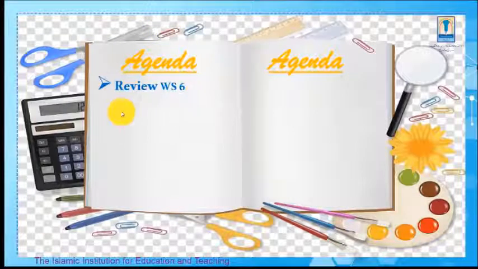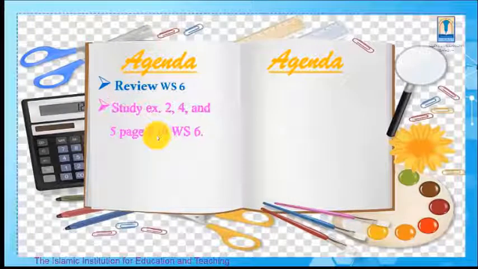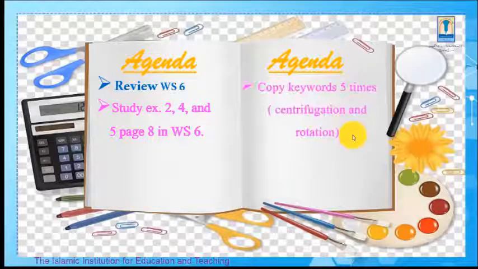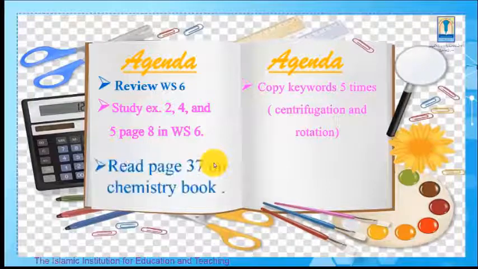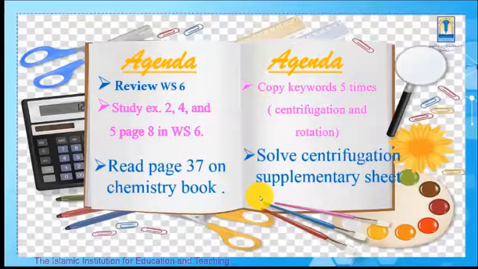Agenda. Review Worksheet 6. Study Exercise 2, 4, and 5, page 8 in Worksheet 6. Copy keywords 5 times: centrifugation and rotation. Read page 37 in the chemistry book and solve the centrifugation supplementary sheet.